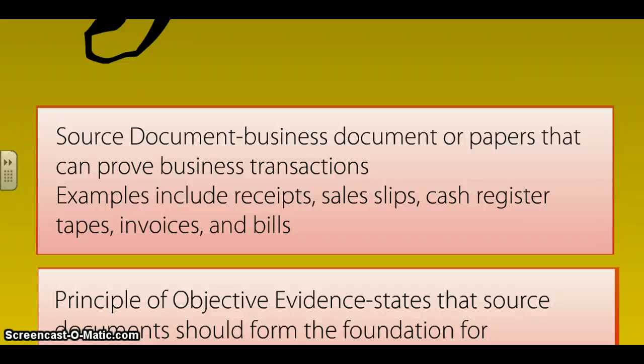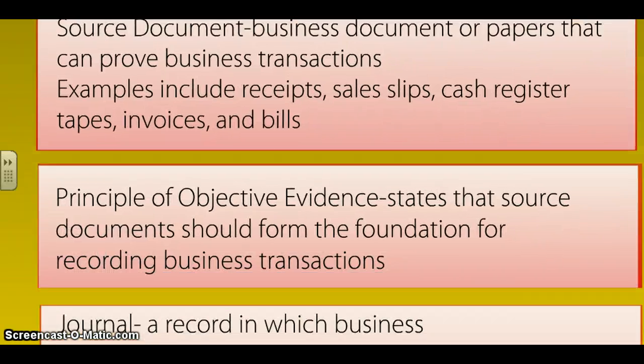Some definitions to go through. The source documents. So when you're analyzing, you need to use source documents, and those are papers that can prove that the business transaction occurred. Some examples of these would be receipts, sales slips, cash register tapes, invoices, and bills. And it's important that businesses have this proof.